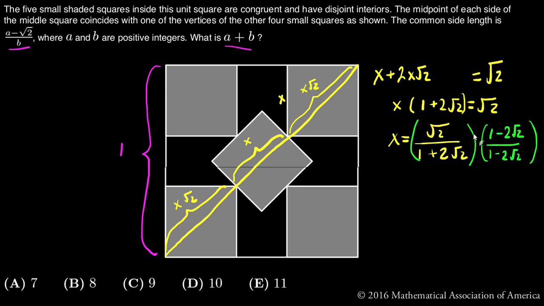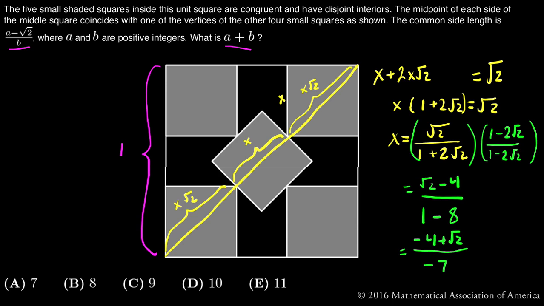When I multiply, I'll distribute this through, and that's going to give me at the top root 2 minus 4. And at the bottom, I'm going to end up with 1 minus 2 root 2 plus 2 root 2 minus 8. And that's going to give me, so I want to make it as close to this as possible, negative 4 plus root 2 all over negative 7.